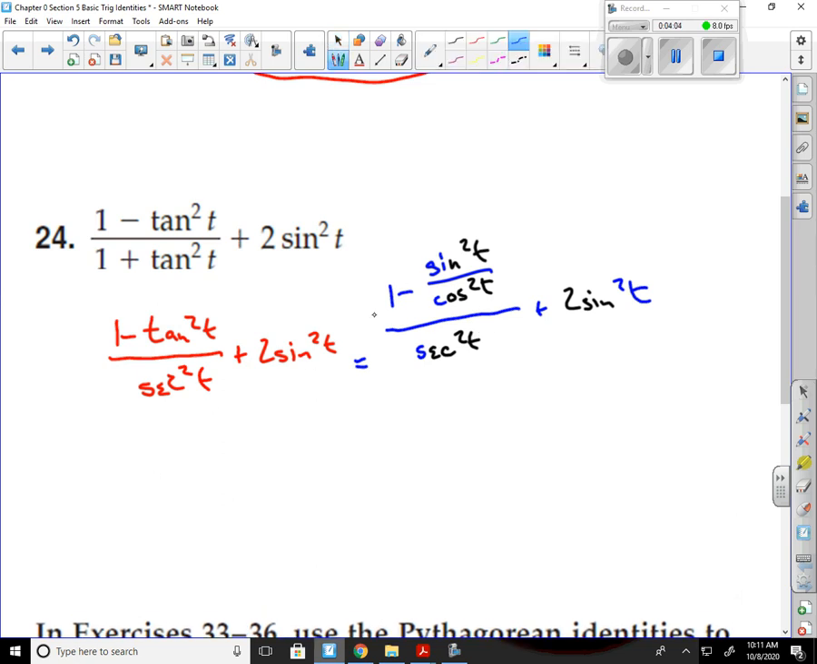Now, in order to combine my 1 and subtract the sine squared from it, I need to have a common denominator. So I have to multiply the top and bottom of this 1 by cosine squared t. That gives me cosine squared t over cosine squared t minus sine squared t over cosine squared t.